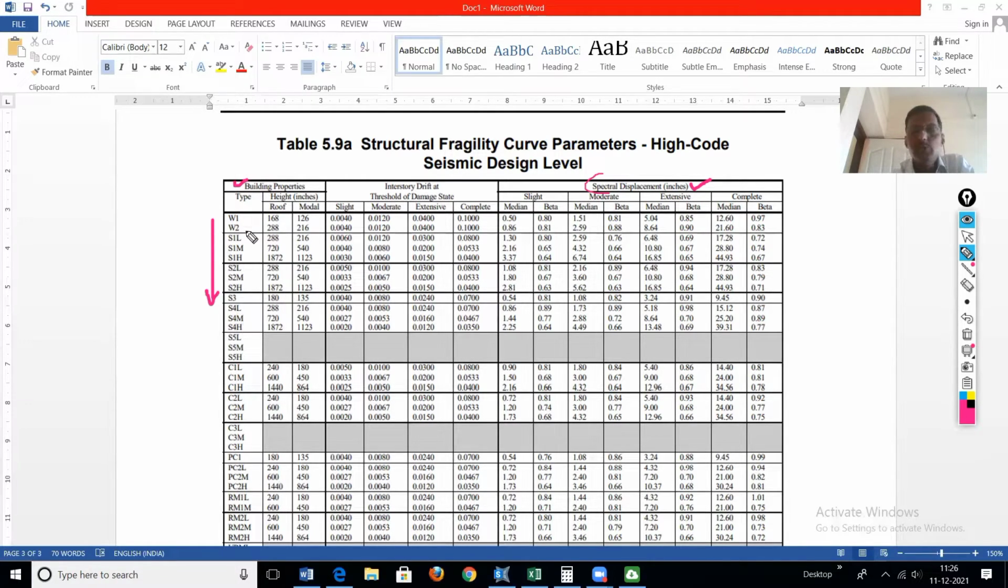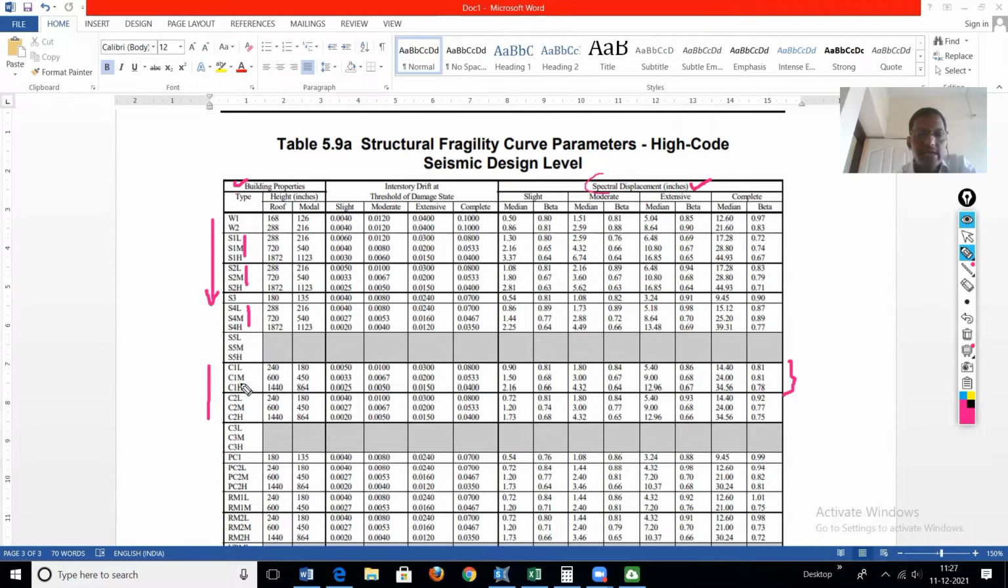So W1, W2 is one type of building. It is a wooden building. Then the S1 series is another type of building. Then the S2 series, this is another type of building. Then S4 is another series. Now, the RCC buildings actually start here, so the series is C1. C2 is another building. Now we will refer to this particular C1 series, which is for RCC buildings.